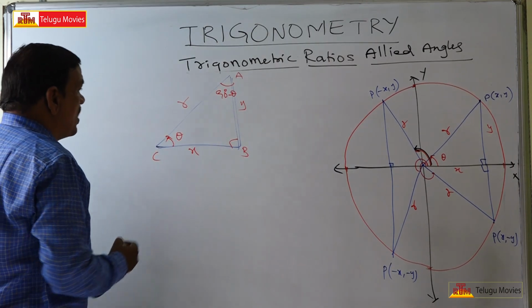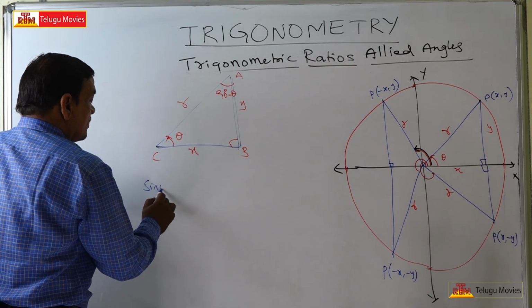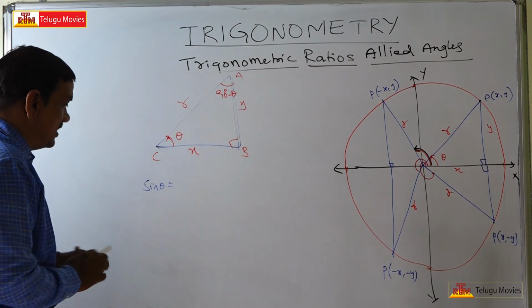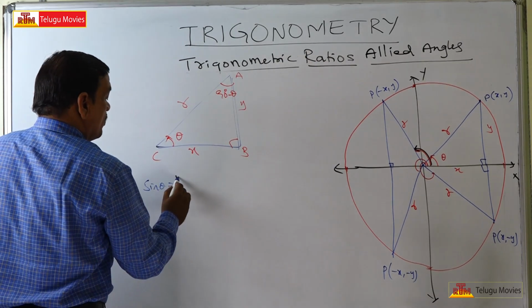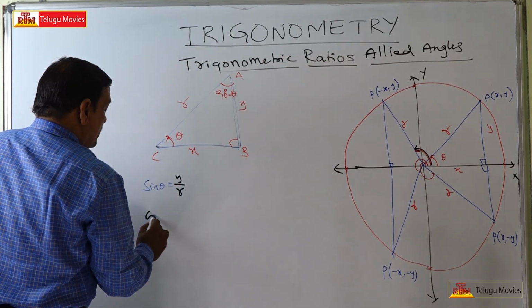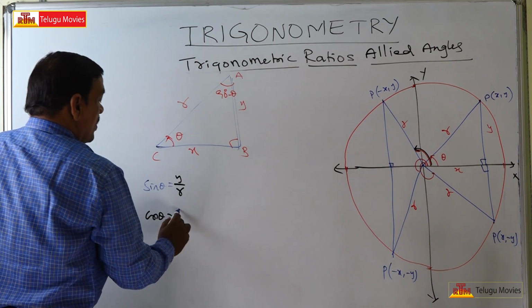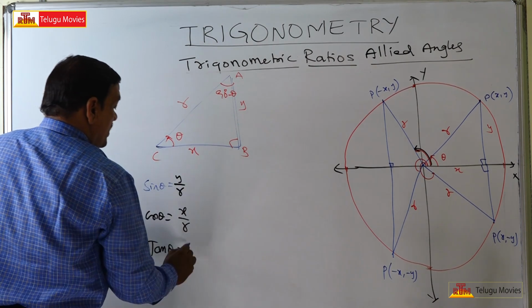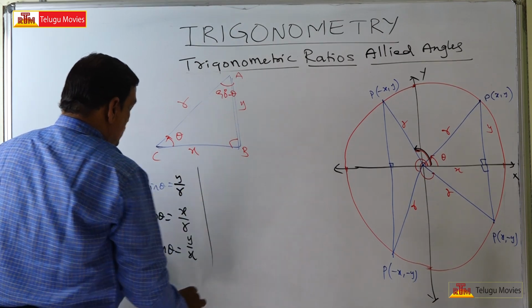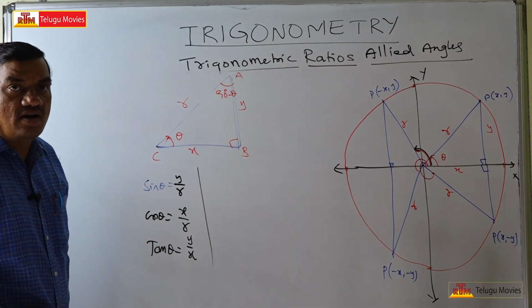Now from this, what is sine theta? By definition it is y upon r. What is cos theta? X upon r. What is tan theta? Y upon x. So these are the three fundamental trigonometric ratios.